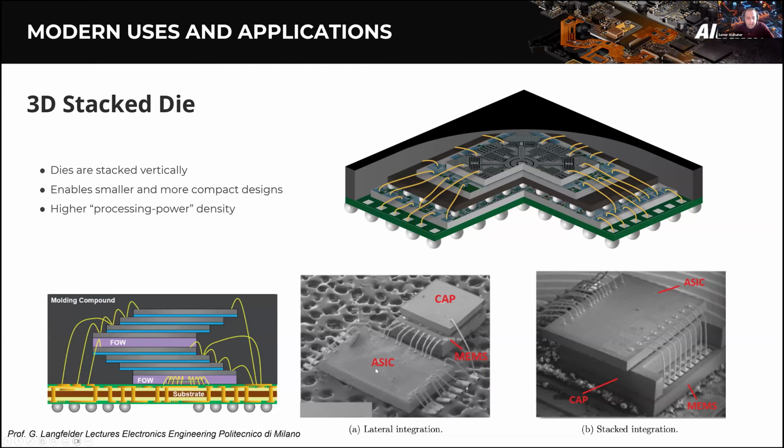So here are a few X-ray images of stacked die. You can see you've got an ASIC on the side. You've got a MEMS device and a capacitor on the other side, and how wire bonding is used to connect between all of those components. And so you can have different integration, either lateral integration or stacked integration. And so that's where wire bonding is used in these modern designs.